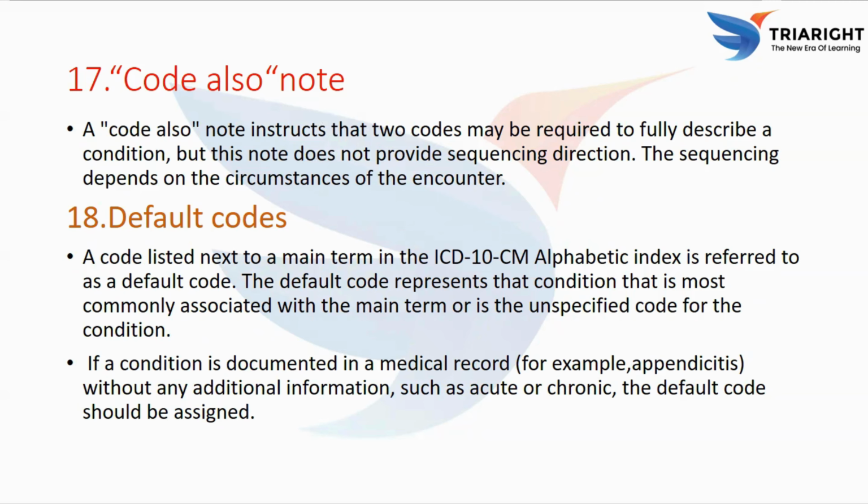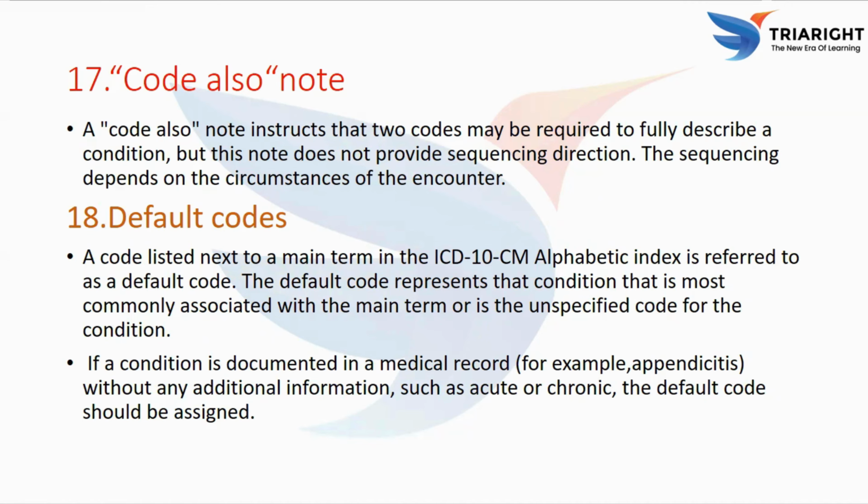For example, if a patient has diabetes with kidney disease, you may need to code both the diabetes and the kidney condition, right? The order depends on which is the main reason for the visit. So whichever reason is the main one for the visit should be coded as the primary code. Okay, so the sequence always depends upon the main reason for the visit. So code also means use both codes if needed, but the order depends on the case. You got my point, right?